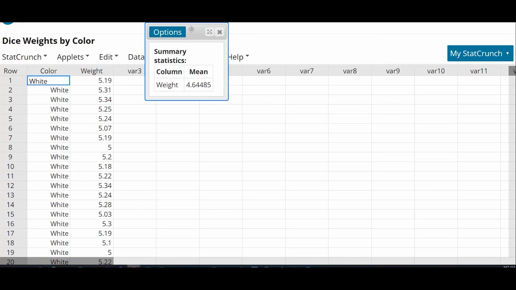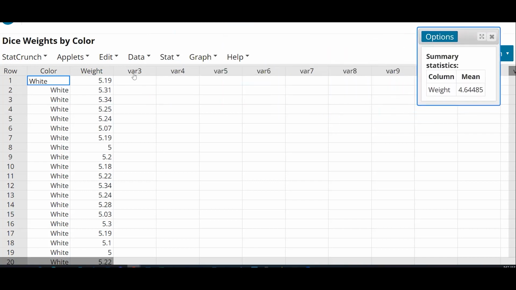4.64485. Now, usually you don't have a population, and taking a census of a population is too time consuming, takes too many resources, right? So we have to come up with a way to figure out what this population mean is by taking a sample. So let's take a sample.